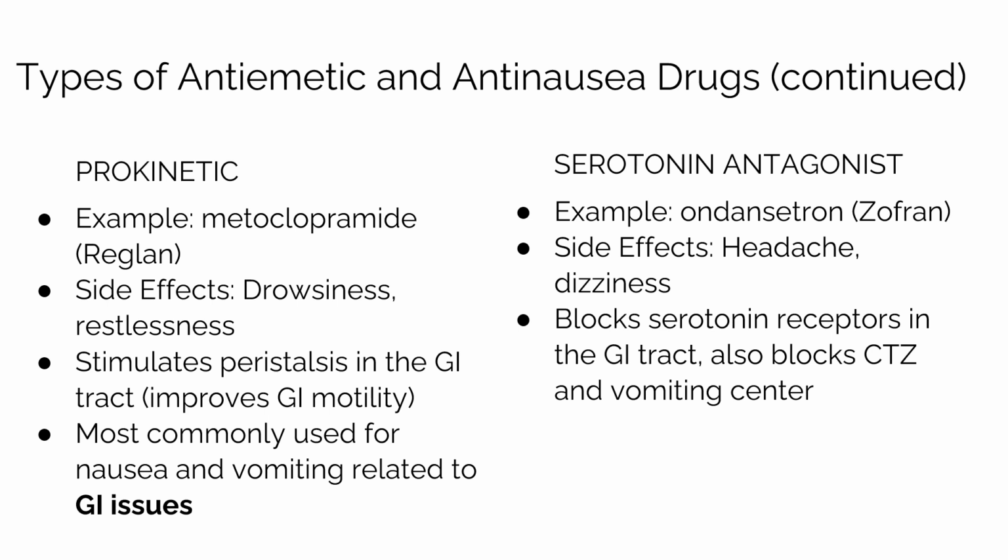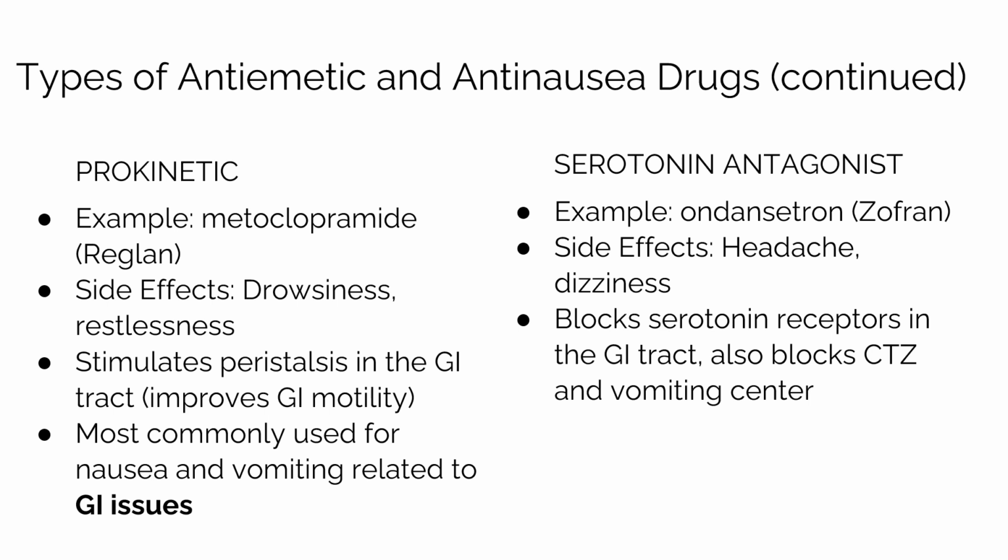Types of antiemetic and anti-nausea drugs continued. We'll start with prokinetics. An example is metoclopramide. Side effects include drowsiness and restlessness. Prokinetics stimulate peristalsis in the GI tract, so it improves GI motility by increasing the frequency or strength of contractions in the stomach and intestines without disrupting their rhythm. They are most commonly used for nausea and vomiting related to GI issues.